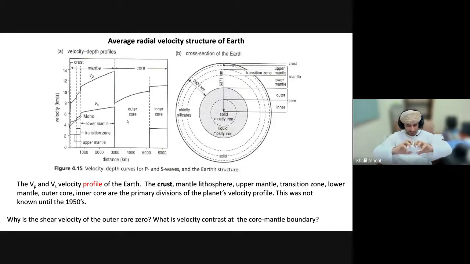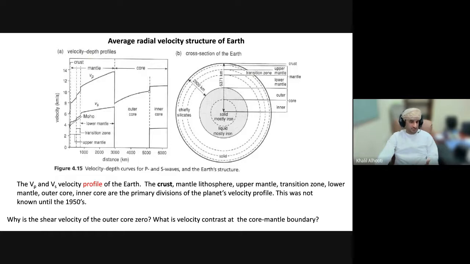I can tear apart a rock, but I cannot do the same with liquid, because liquid can occupy the shape of the container easily, without any force, without me changing its shape or requiring any force. So the outer core has S wave as zero, whereas P wave will drop a lot.